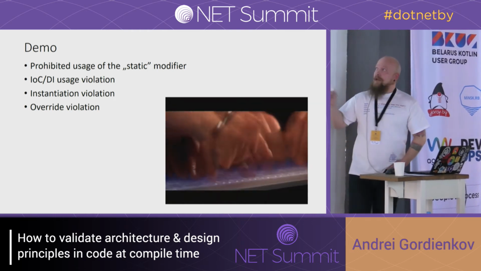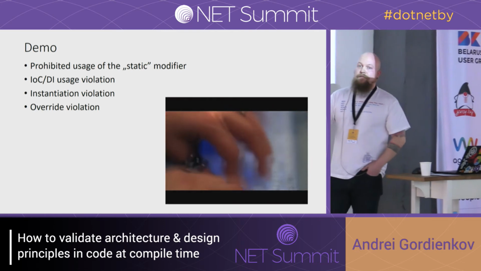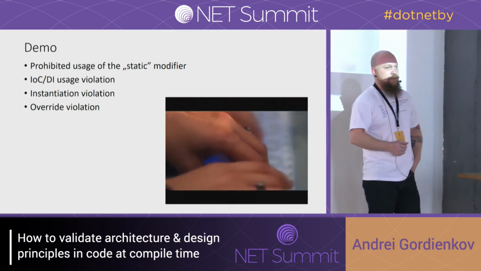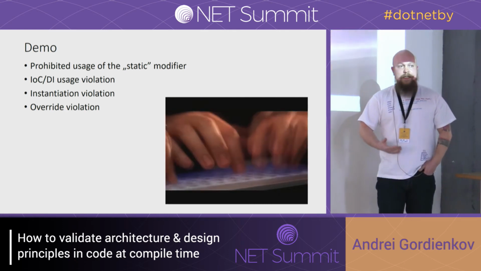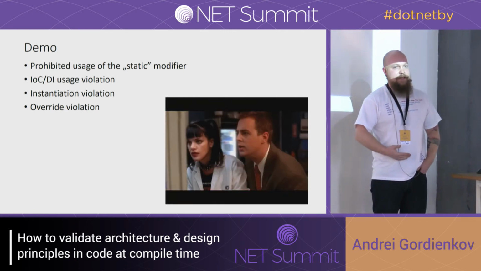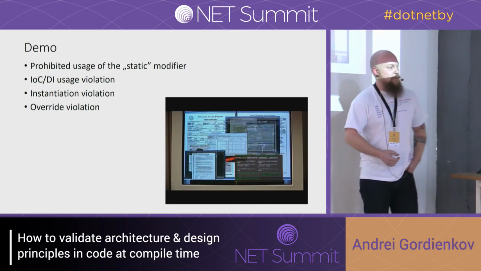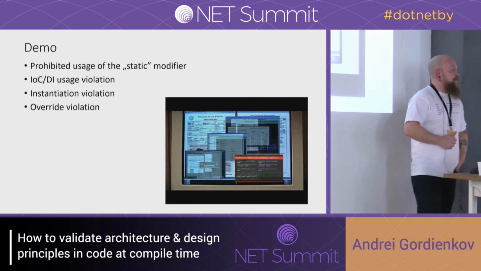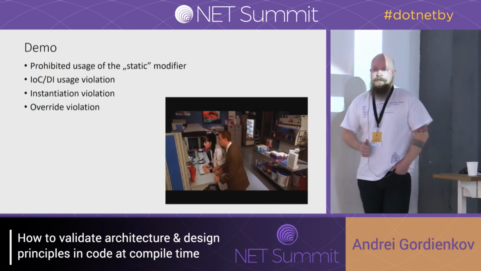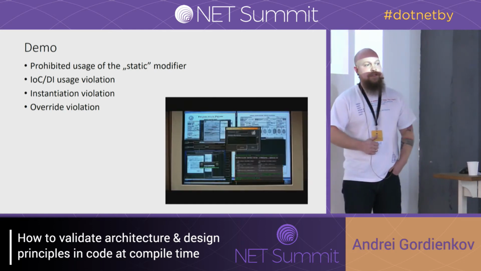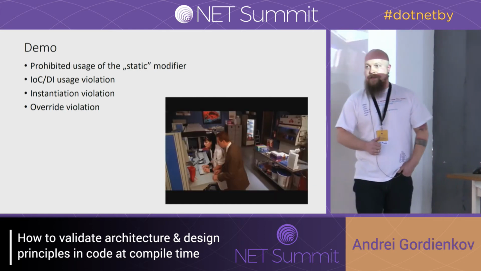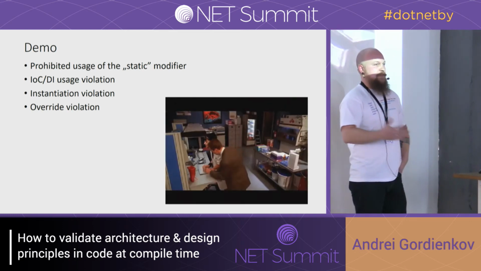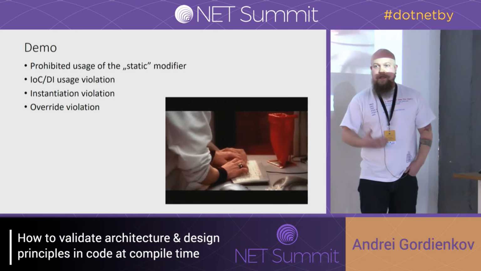And this is my personal pain point. I don't like the static modifier, because it really makes it hard to write proper unit tests. And I think that only a few cases are legal for static, and I will show this. Also, I'm really bothered about usage of inversion of control and dependency injection, because a lot of people use it in a wrong way, just as a service locator, and call this registration and instantiation from different places inside the methods.